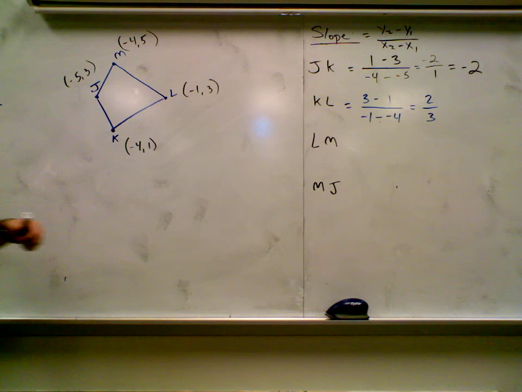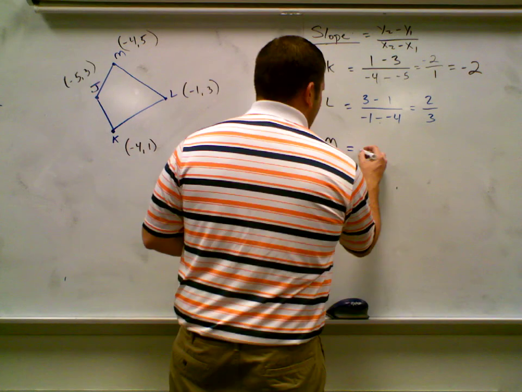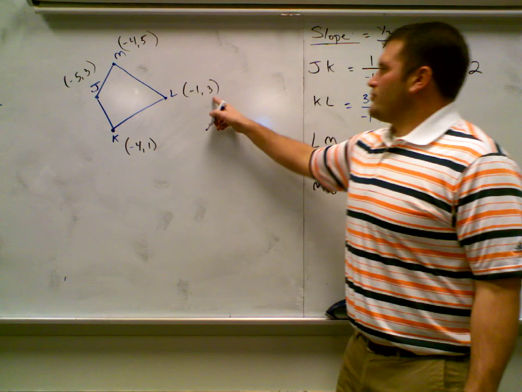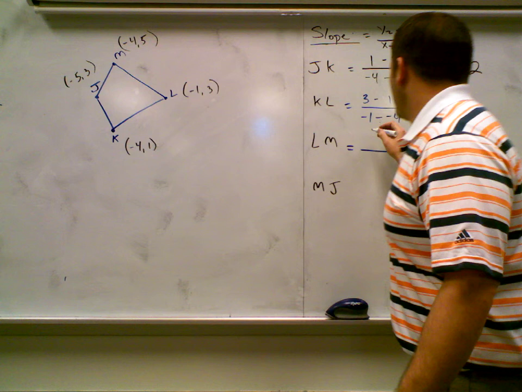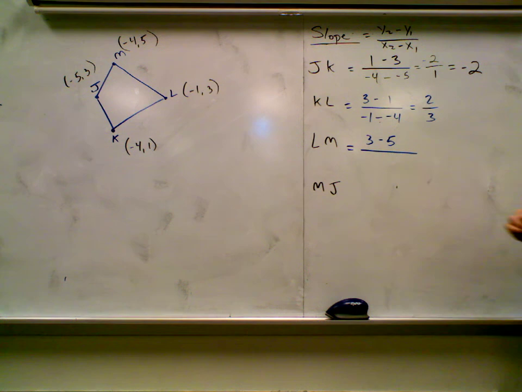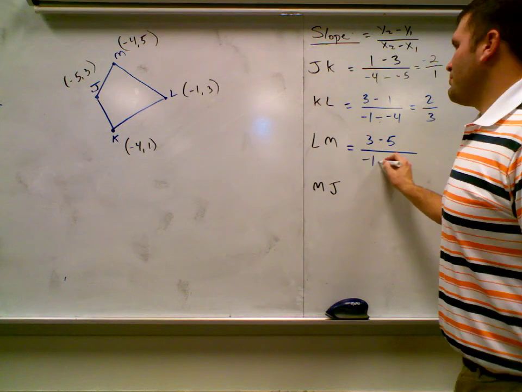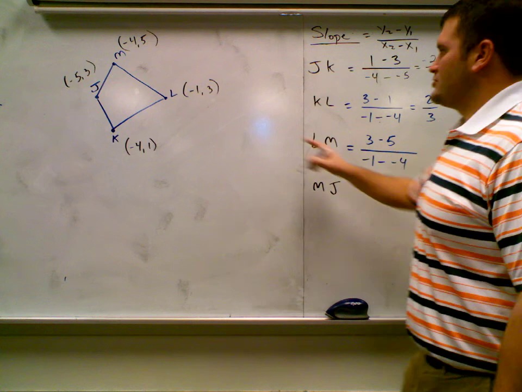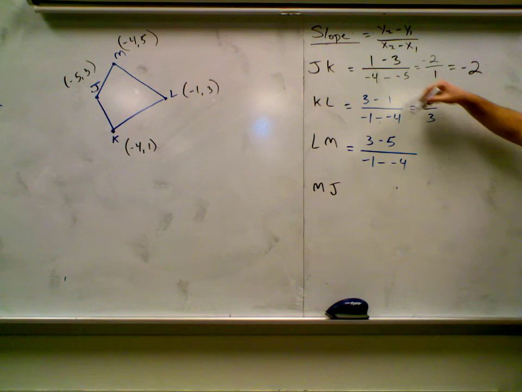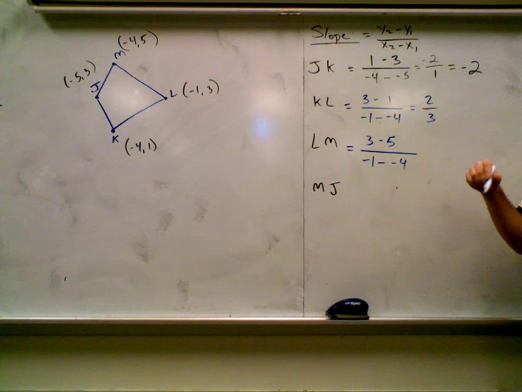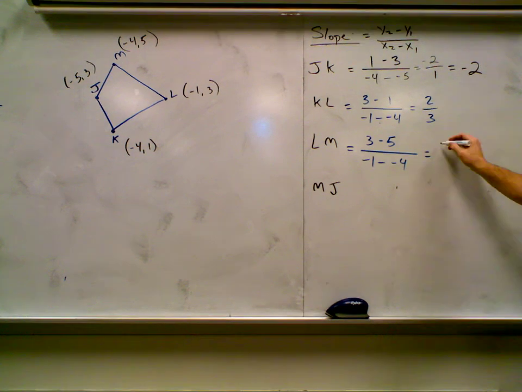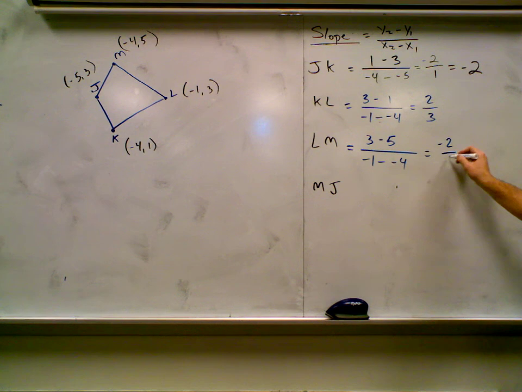All right, LM. Andrea, what'd you plug in? 3 minus 5. So 3 from here, 5 from there. So 3 minus 5, negative 1 minus negative 4. So you called L 2 and M 1. That's fine. If you do it the other way, so if you had 5 minus 3 and negative 4 minus negative 1, you'll get the same answer. Okay? Andrea, what did I end up with? I got negative 2 over 3. Negative 2 over 3? Okay.